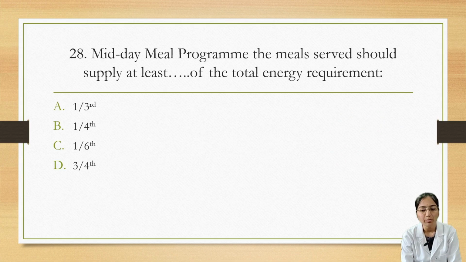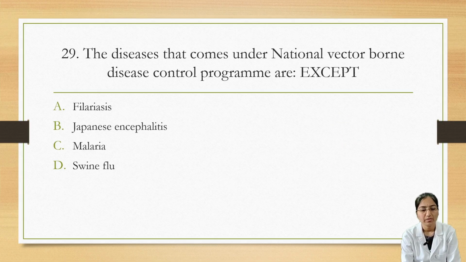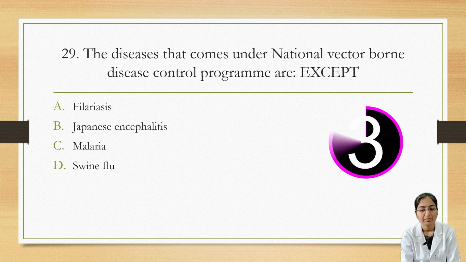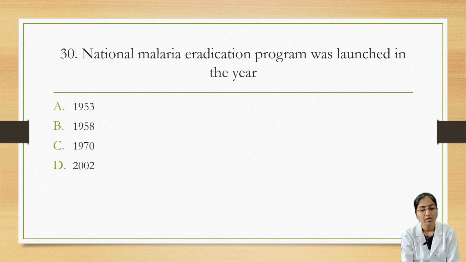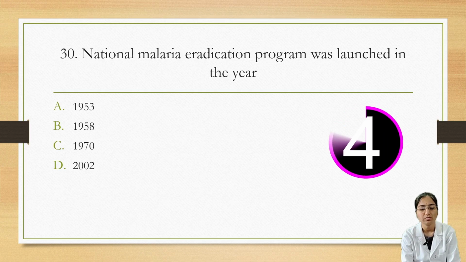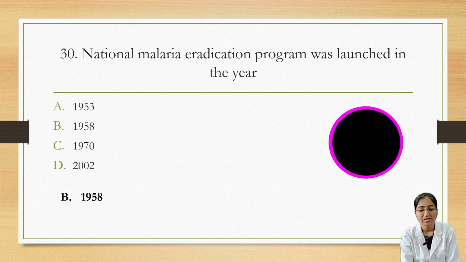Next question. Midday meal program. The meal served should supply at least what fraction of the total energy requirement. Right option is A, that is 1/3. Next question, the diseases that come under National Vector-Borne Disease Control Program are, except. Right option is D, that is swine flu. Next question, National Malaria Eradication Program was launched in the year. These are the options. Right option is B, that is 1958.